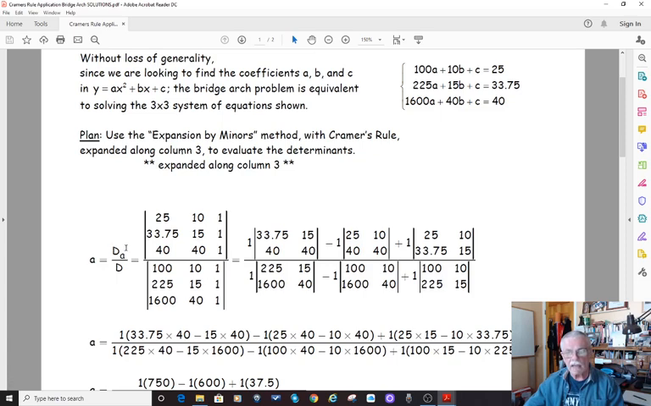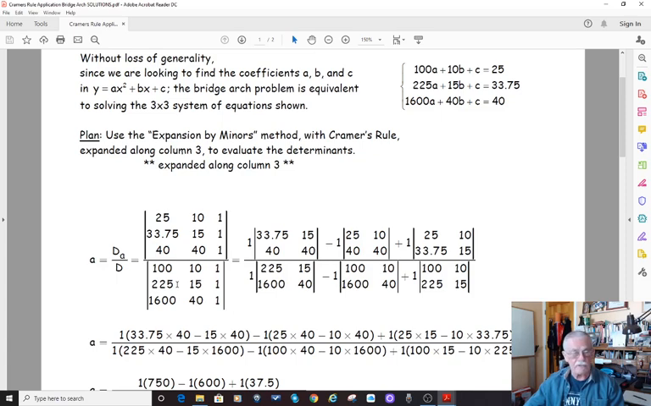D sub A, what we do is we replace the A column by the constants. So the second and third columns are the same, but the first column, instead of having the 100, 225, and the 1600, is going to have the 25, 33.75, and the 40. Okay, so this is our setup, and let's go through it step by step.